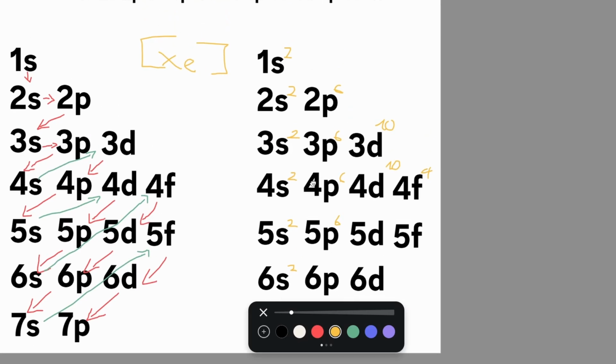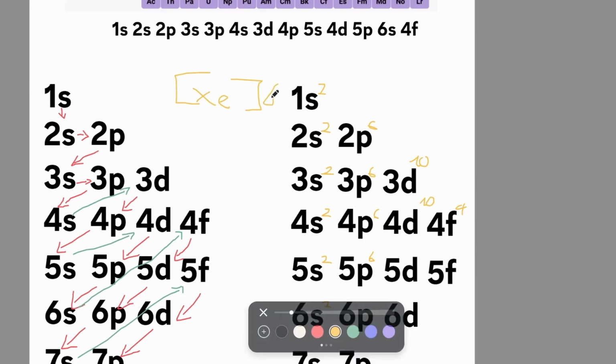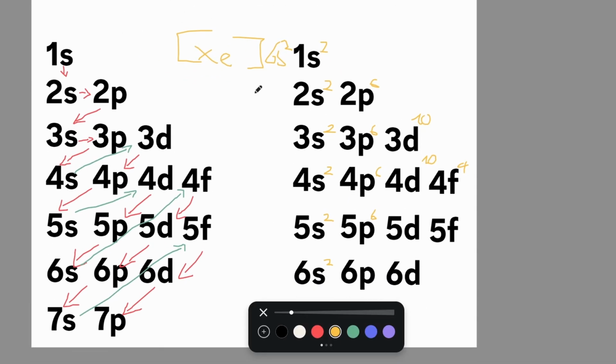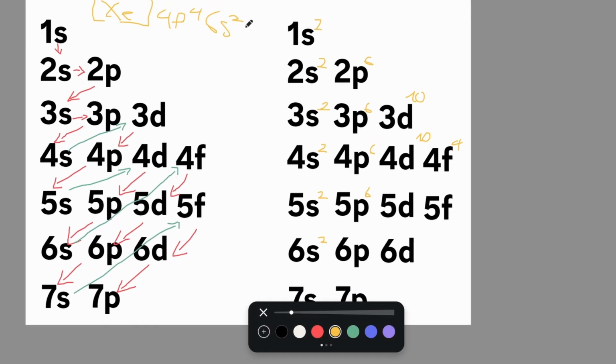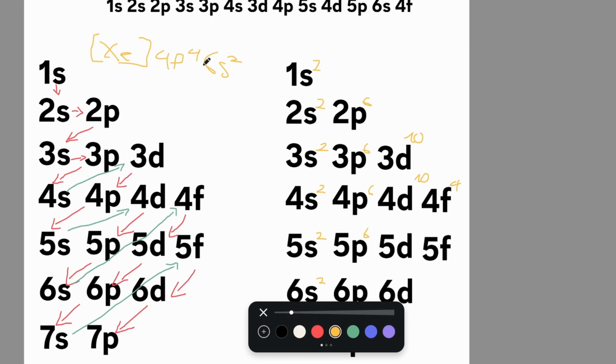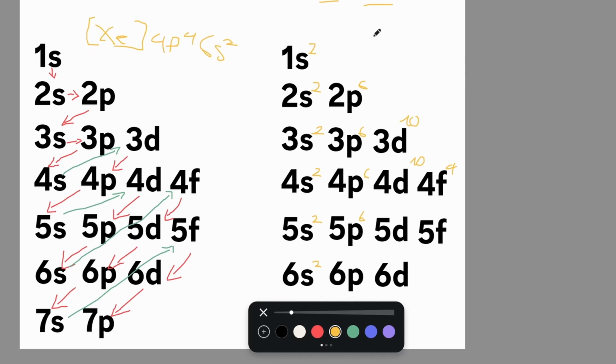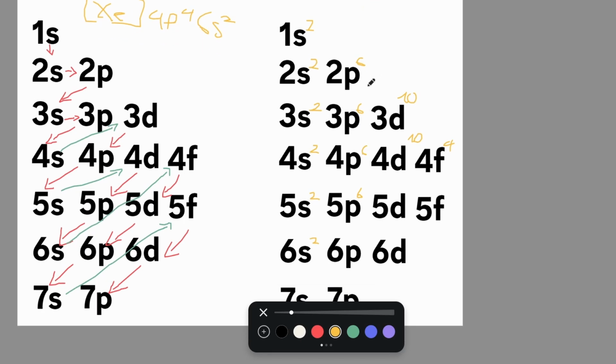So it'd be 6s2 4f4. Yeah, or let me just rewrite that real quick. So it'd be Xe, and you would put 4f first. My bad. 4f first, because of the numerical value, and then 6s last, so you would have 4f4 6s2, and look, it follows that exact order.